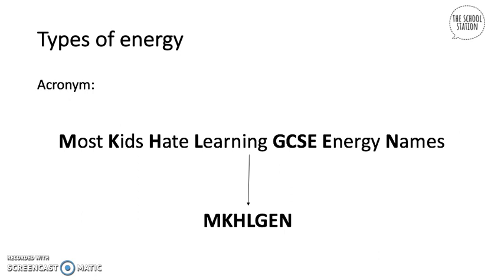So M stands for magnetic energy, K stands for kinetic energy, H stands for heat energy, L stands for light energy, G stands for gravitational potential energy, C stands for chemical energy, S stands for sound energy, E stands for elastic potential energy, the other E stands for electrical energy, and N stands for nuclear energy. And these are all the types of energy you have to know.